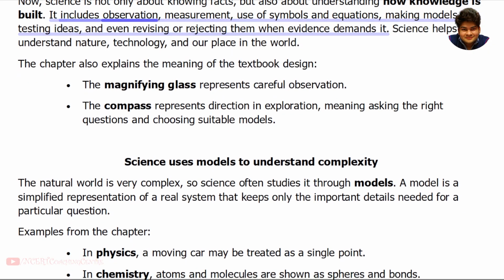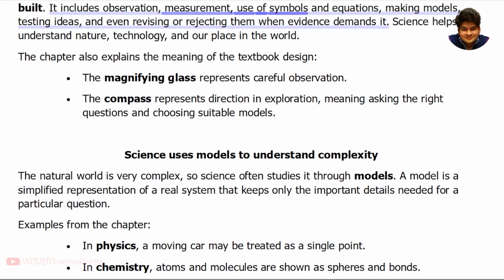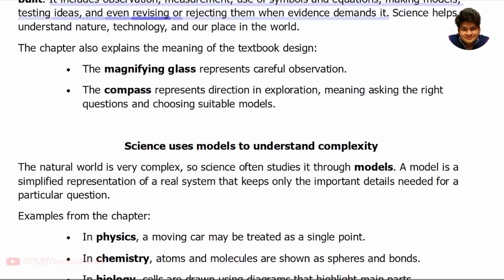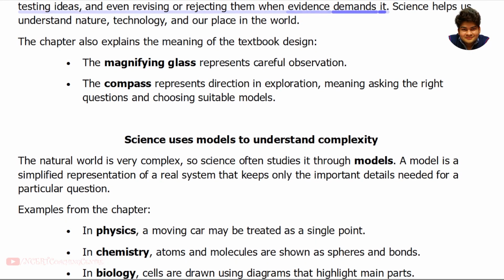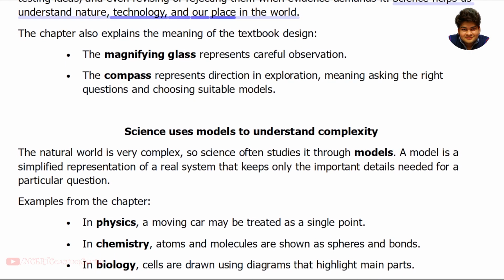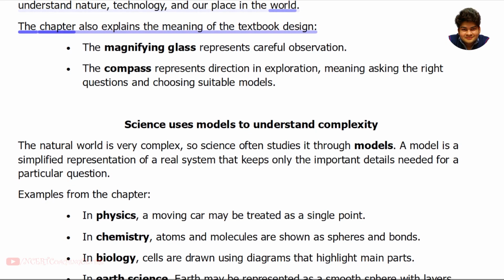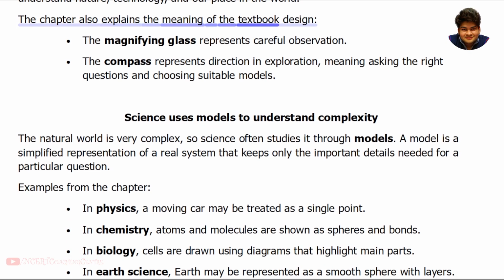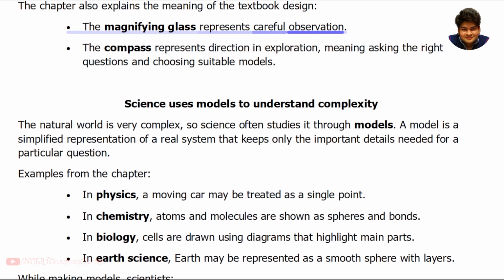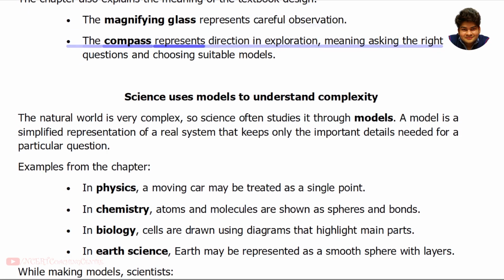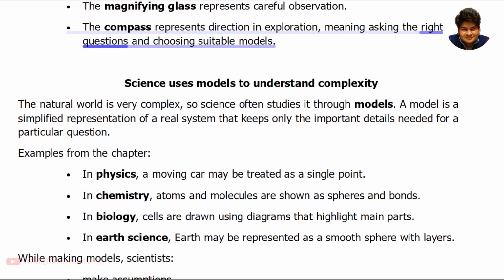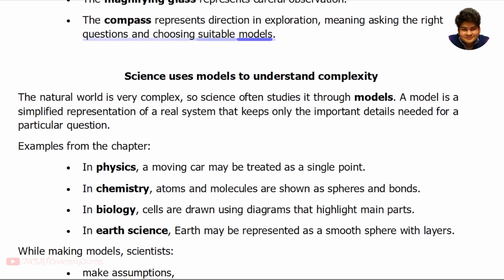It includes observation, measurement, use of symbols and equations, making models, testing ideas, and even revising or rejecting them when evidence demands it. Science helps us understand nature, technology, and our place in the world. The chapter also explains the meaning of the textbook design. The magnifying glass represents careful observation. The compass represents direction in exploration, meaning asking the right questions and choosing suitable models.